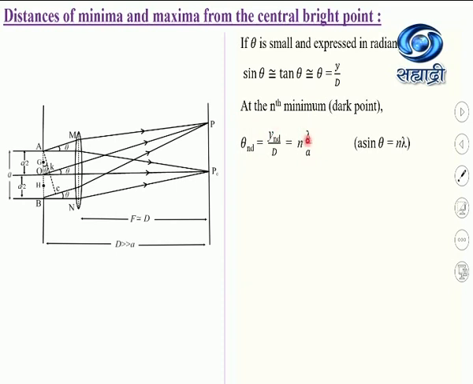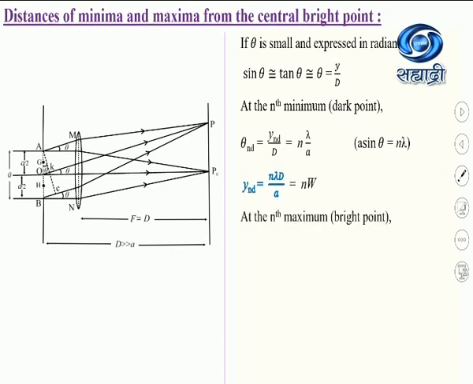If we equate these two equations, y nD by D is equal to n lambda by a, then we get the distance of nth dark point from the central bright point as y nD is equal to n lambda capital D by small a. Here, lambda capital D by small a is written as W. So our equation becomes y nD is equal to nW, where this W is lambda D by a, which is similar to fringe width in the interference pattern.